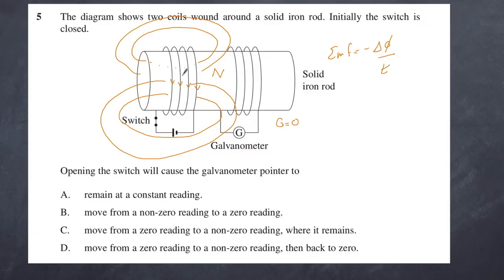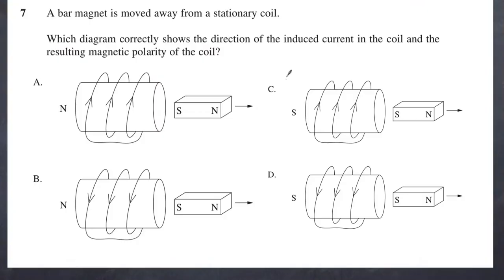What happens though when the switch is opened? Well, that means this current's going to stop, but it's not instantaneously gone. These lines will start to collapse. That means they're going to get smaller, which means we're going to get a changing flux. So the galvanometer reading will not be zero, as it's experiencing a changing flux. Once the current has completely dropped off, there's going to be no magnetic flux lines there at all, which means my galvanometer is going to go back to zero. So as a result, looking at all those responses, you can see that the only correct answer is going to be D.